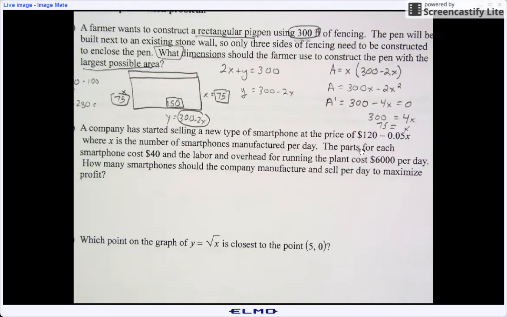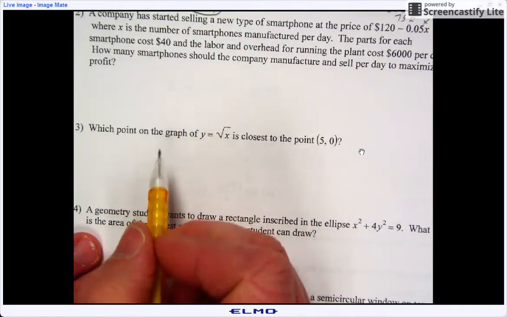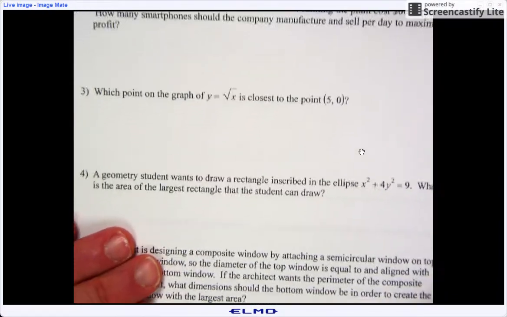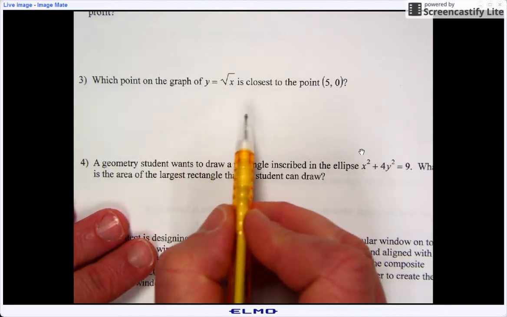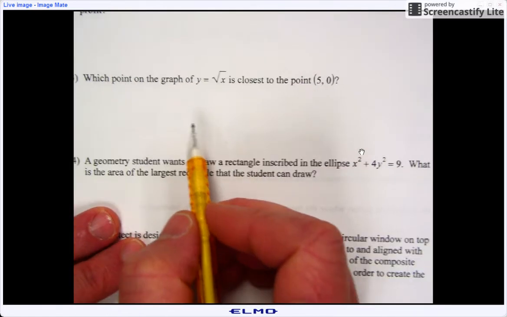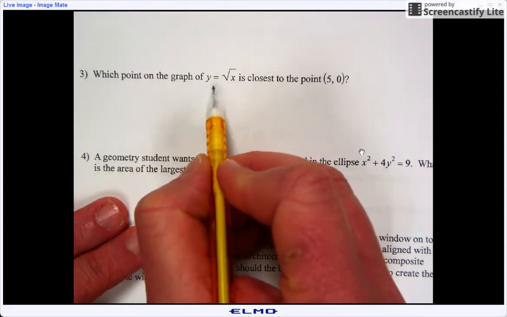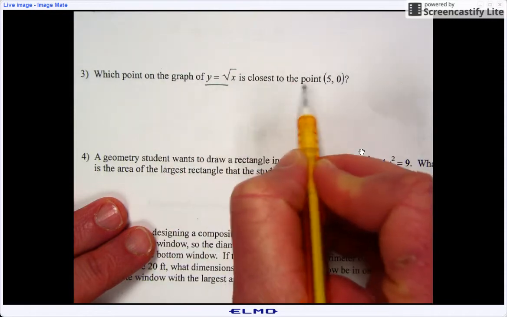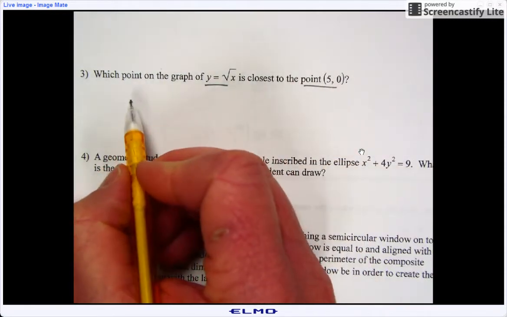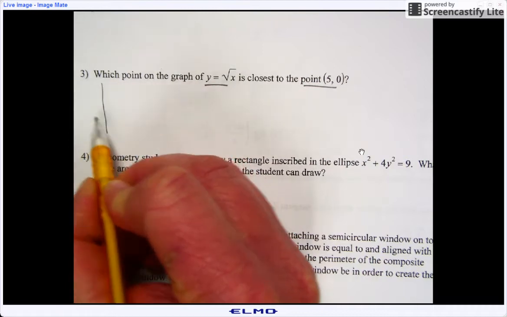Okay, let's skip down to number 3. 3 is a pretty common problem: when is a point closest to a value on a graph? For this problem, we're going to find the shortest distance, and we're going to use a distance formula. But we want to make sure that we have a good picture of the situation.